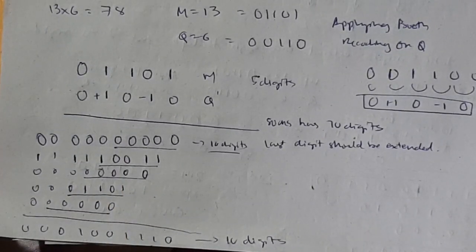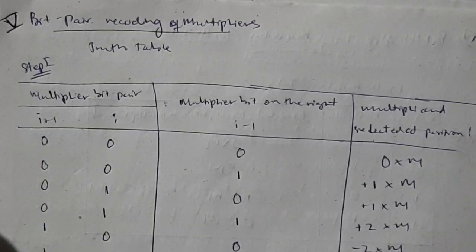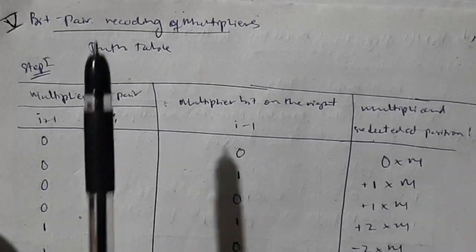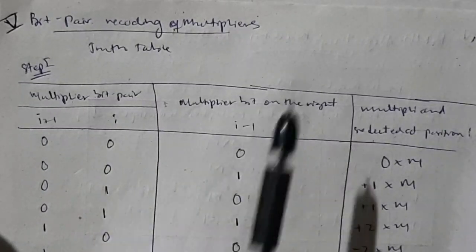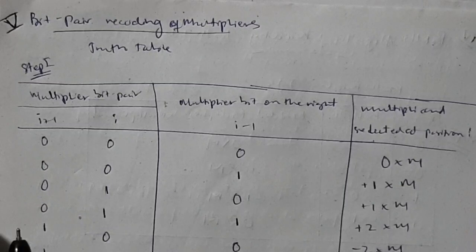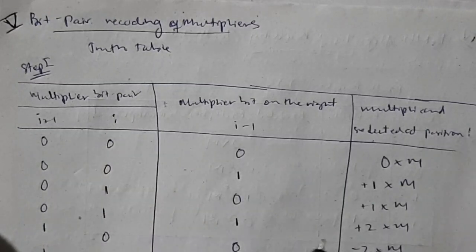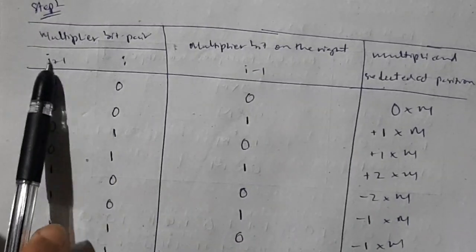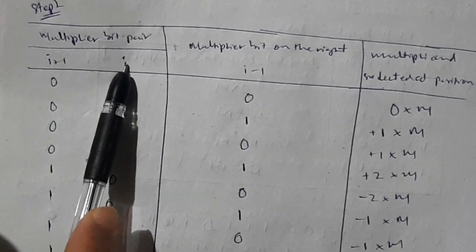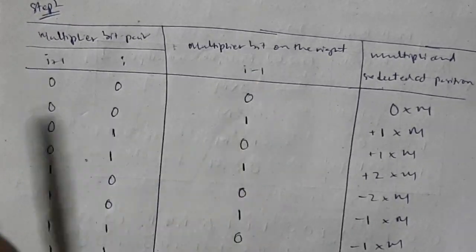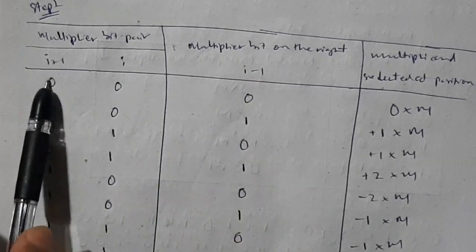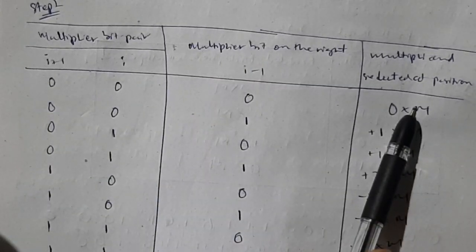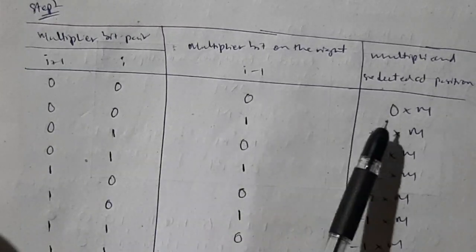Okay, this is the fifth topic which they can ask in exam. It is bit pair recoding of multipliers. Here also, similarly to the previous one, you will have the table, and you need to memorize this table. You compare the ith bit, the next bit and the previous bit. If it is 0 0 0 you will put 0, if it is 0 0 1 you will put 1.